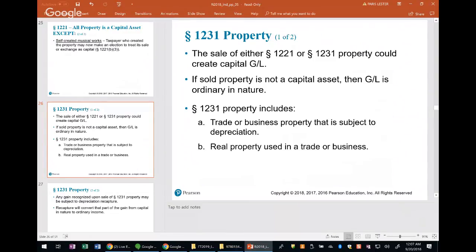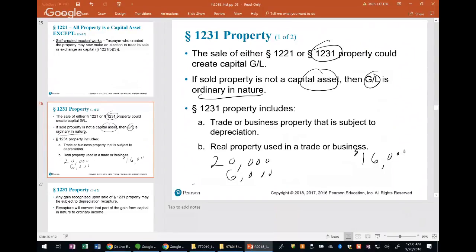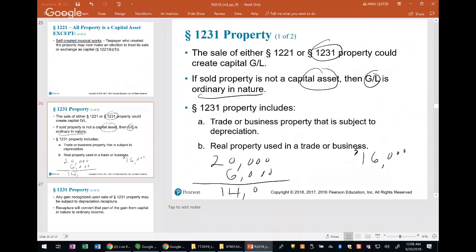All right. Now, usually gain or loss is ordinary except. Now, I told you that section 1231 is a recapture of depreciation. All right, scenario. You bought property for 20,000. You sold it for 16, but the depreciation was 6. Book value is 14. All right, if you sold it for 16,000 and the book value is 14, you had a $2,000 ordinary gain. It has to be sold for more than the original price to have a capital gain.